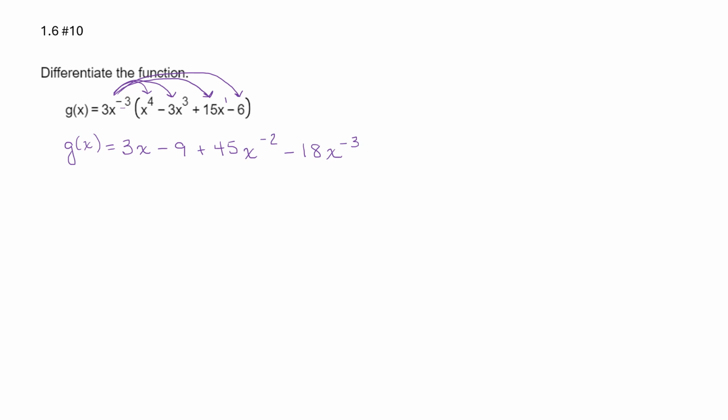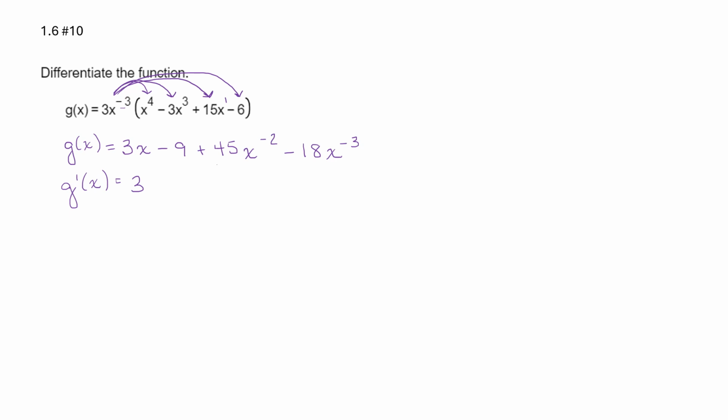So I haven't done any differentiation yet. I just distributed. Now I'm going to find the derivative. So g prime of x, the derivative of 3x is just 3 because the x drops off. The derivative of a -9 is 0 because the derivative of any constant is 0, so that's gone.